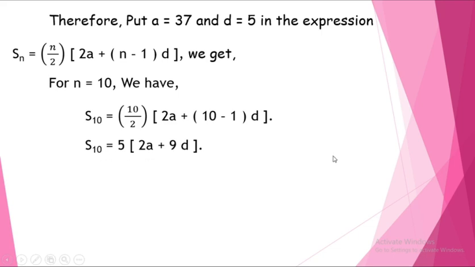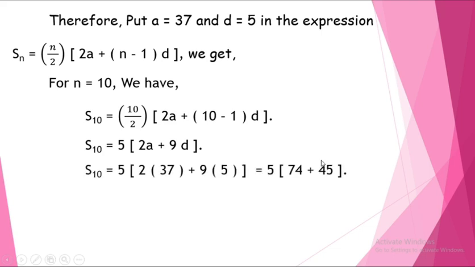Now we put the values of A and D here. We get S10 is equal to 5 into bracket 2 into 37 plus 9 into 5, bracket complete. That is 5 into bracket 37 multiplied by 2, so it is 74. 37 into 2 is equal to 74, and 9 into 5 is equal to 45. Now we add these two, 74 plus 45.